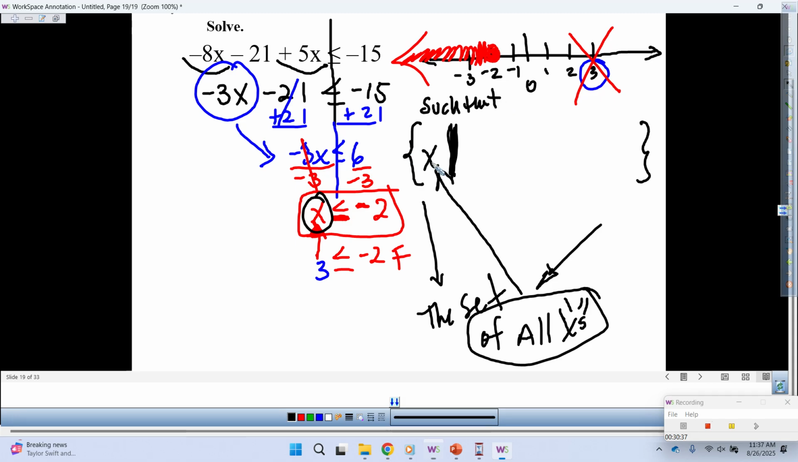So let me read it out again. The set of all x's such that, what? What was my solution? X has to be less than or equal to -2. That's how you write the solution to an inequality. Does that make a little bit more sense than yesterday? Yes? Good. Once again, the set of all x's such that x has to be less than or equal to -2. We good? All right, let's do another one.